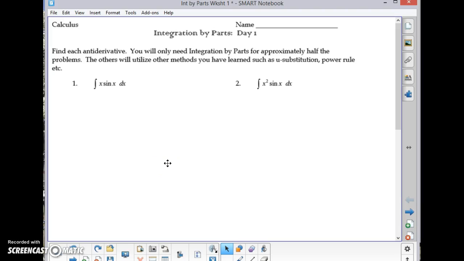Hi, I'm going to show you a shortcut for integration by parts. It's called rapid repeated integration by parts. And because it's a shortcut, you may be able to guess that this won't work every time. But I'll show you some where it does. We're going to complete problems 1 and 2.